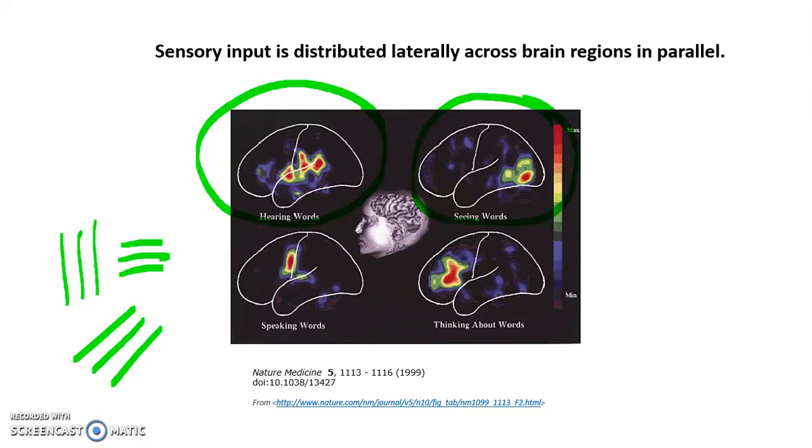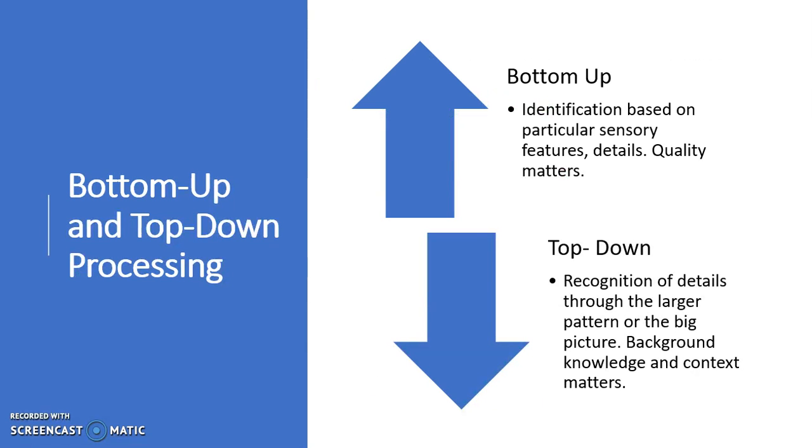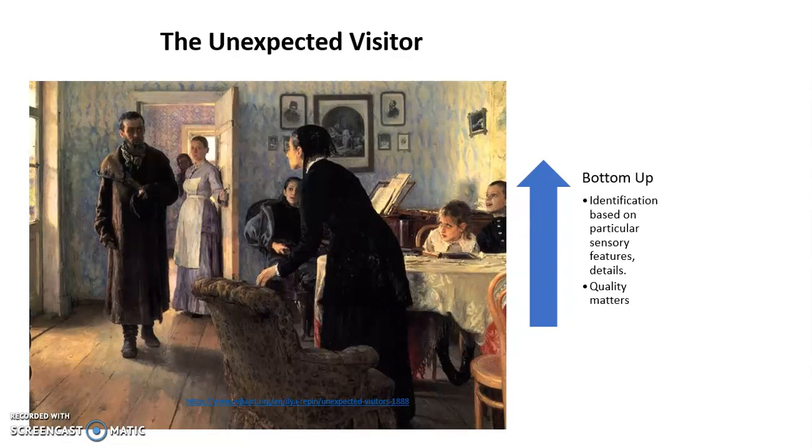The pathways of all this processing of sensory input are organized in a hierarchy, bottom up and top down. If we use vision as an example, let's look at the image again of the unexpected visitor, and we see particular sensory features. All these details. We see the diagonal boards on the floor. We see the pattern of the wallpaper. We see the angle of the open door. We see light coming in. We see all these details of this picture.